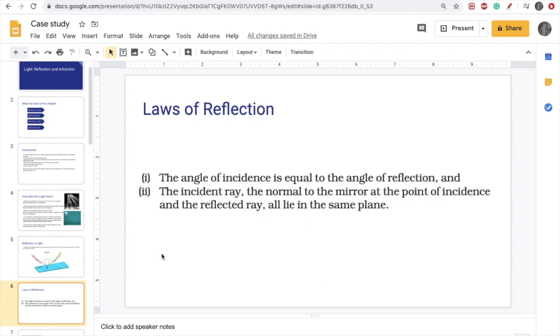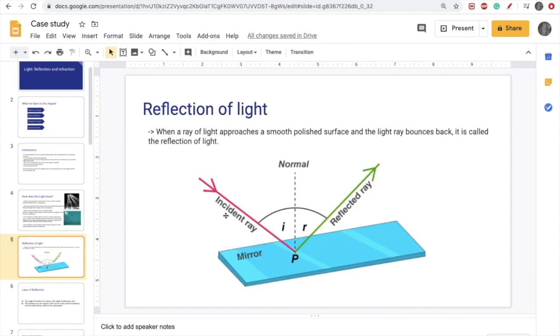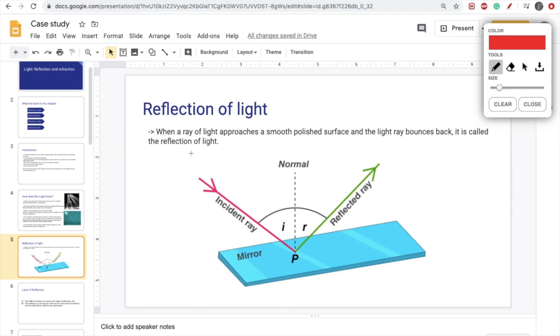The second law is that the incident ray, the normal, and the reflected ray at the point of incidence all lie in the same plane. What does same plane mean? It means this one, incident ray, normal, reflected ray, at this point, that is the point of incidence, will all lie in the same plane. Same plane means you can actually draw all of this on a sheet of paper.